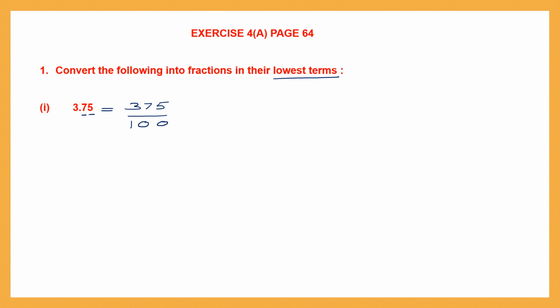That means we need to divide both numerator and denominator of 375 by 100 by a common factor and reduce it to the lowest term. Now the numerator and the denominator are both divisible by 5. They are also divisible by 25. Now which is the greater one, 5 or 25? 25. 25 is the highest common factor. So let's divide 375 and 100 by 25. So divide both numerator and denominator by 25. And then let's see the fraction that we get.